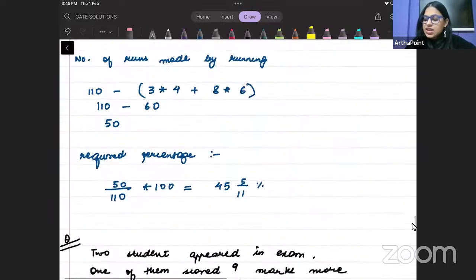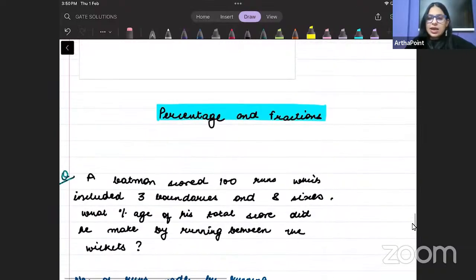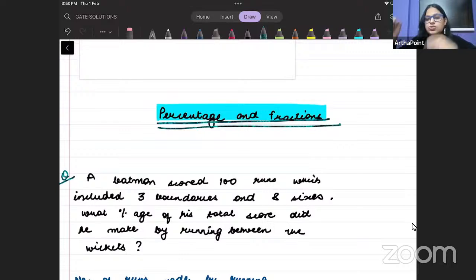Okay. The next kind of questions which can be asked in exam are the questions related to percentage and fractions. Now, percentage fraction is very simple. You will be asked that suppose there is a square and its length has been increased by so and so percentage. Find the change in the area of the square.